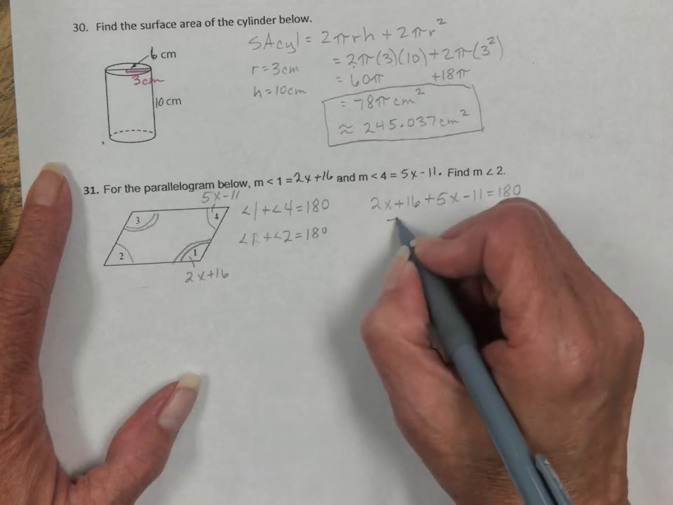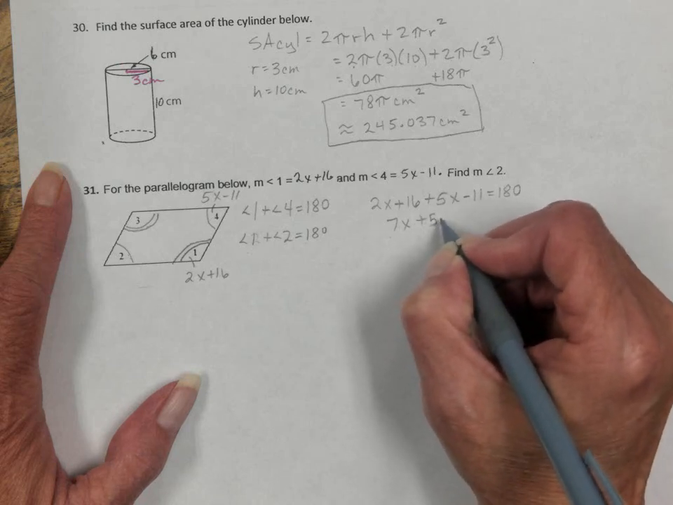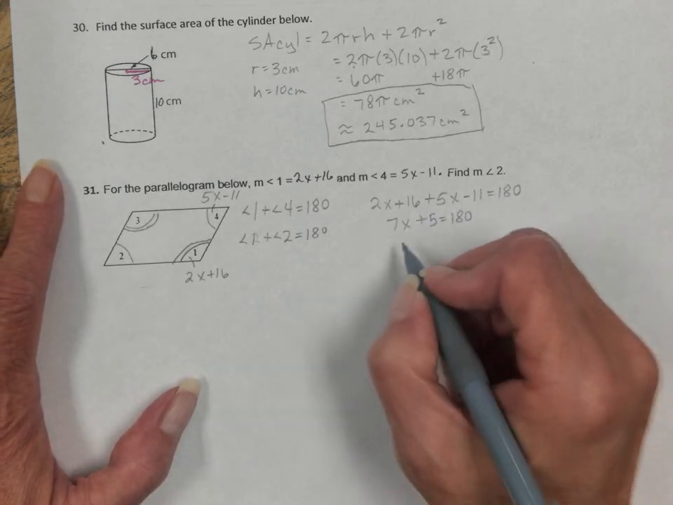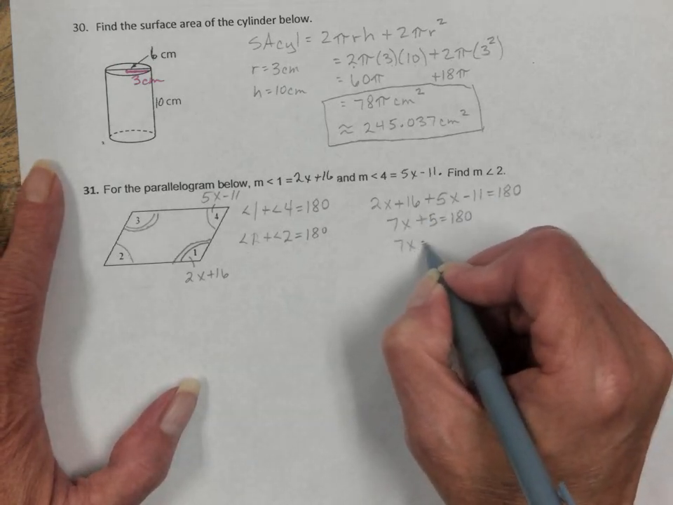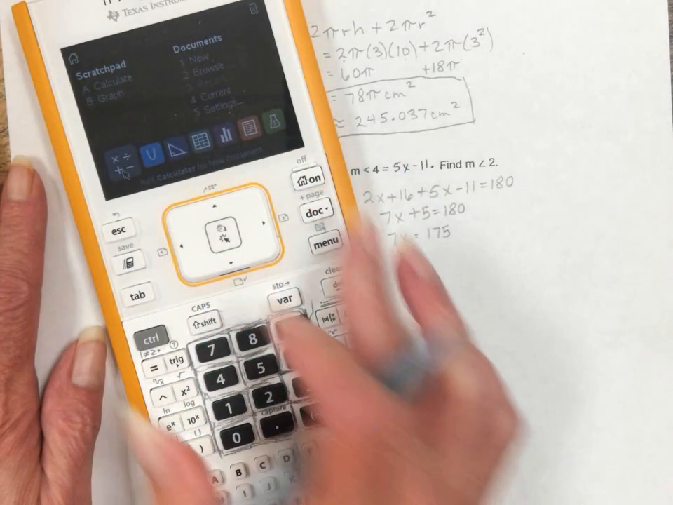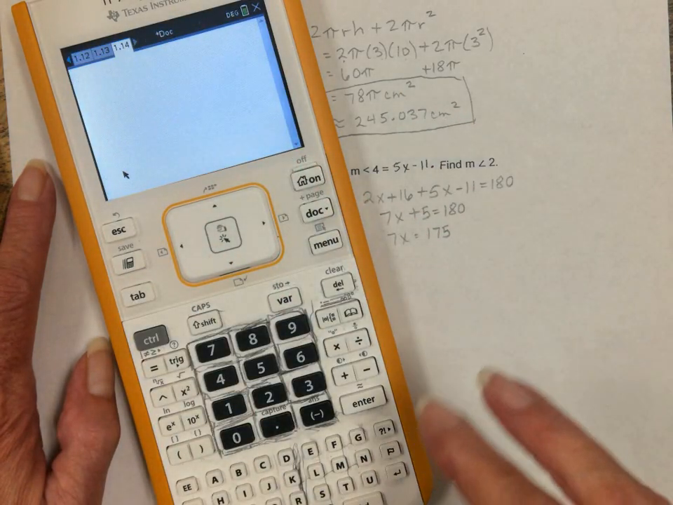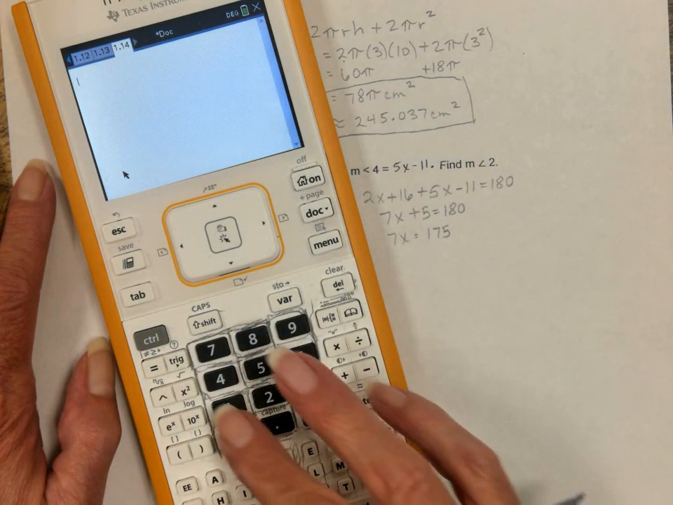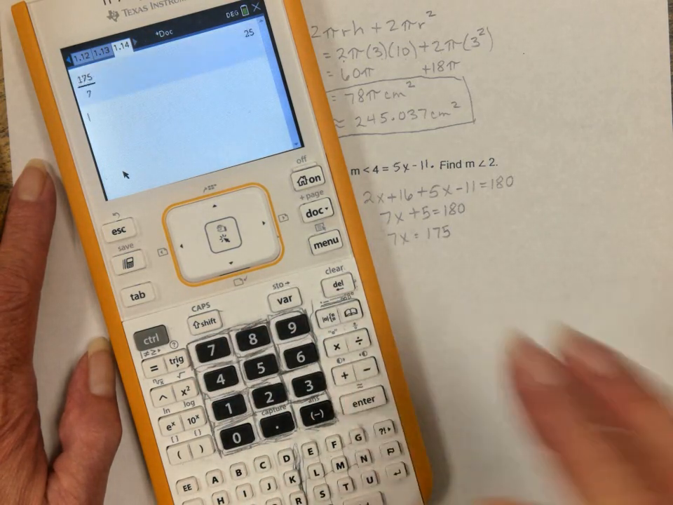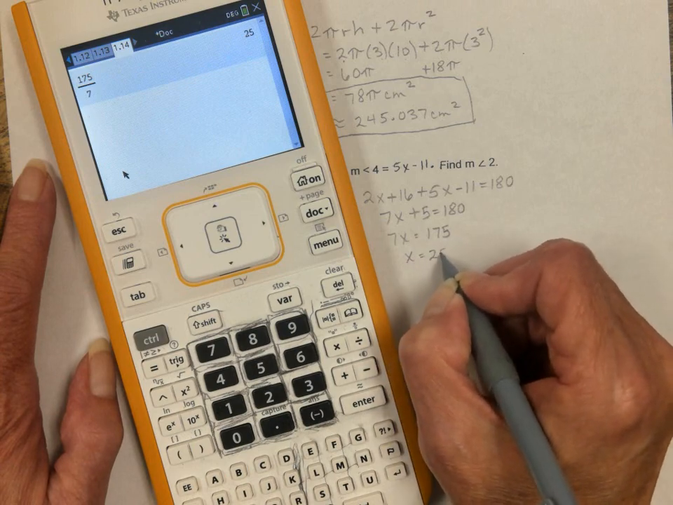I'm going to combine like terms. 16 minus 11, positive 5, equals 180. I'm going to subtract 5 from both sides and get 7x equals 175. And 175 divided by 7 gives me 25. x equals 25.